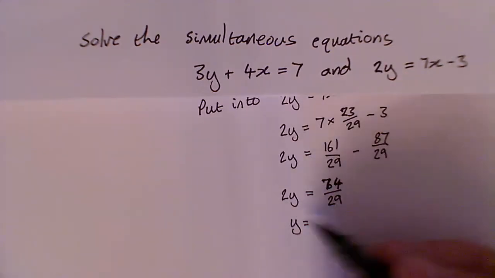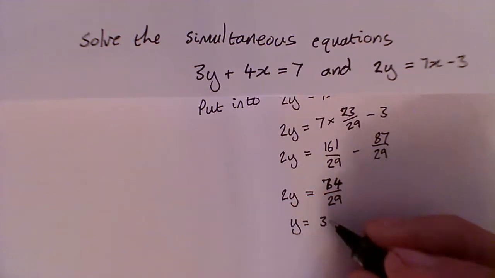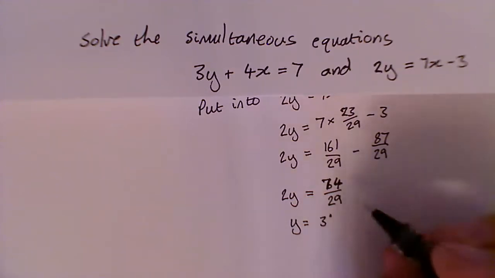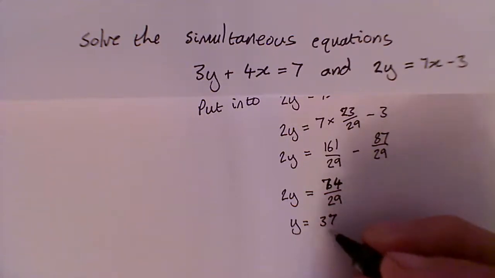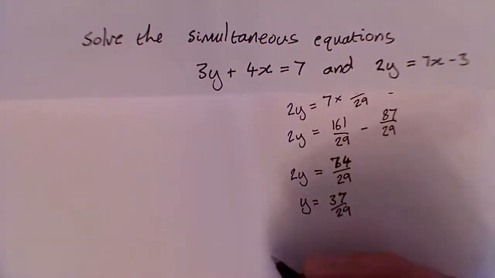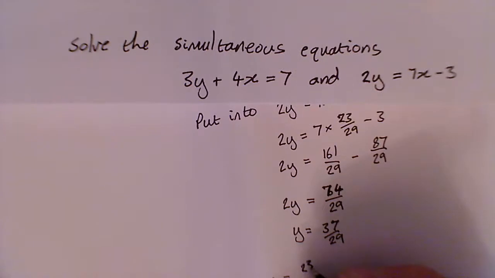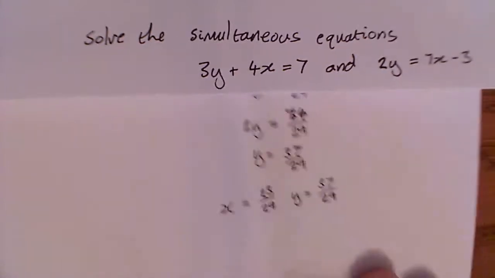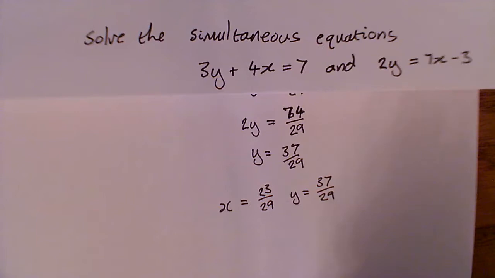And so a single y: when we divide by 2, we could divide this top number by 2, which is probably the easiest thing to do here. So 70 divided by 2 is 35, plus 2 more is 37 over 29. Again, as we did before, we just want to state our answer. So we have x equals 23 over 29, y equals 37 over 29. Okay, I want to get you used to the idea that sometimes we get horrible answers out and you just have to learn to deal with them.